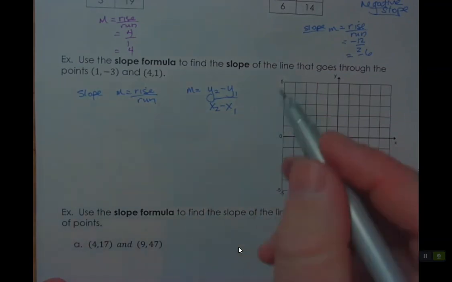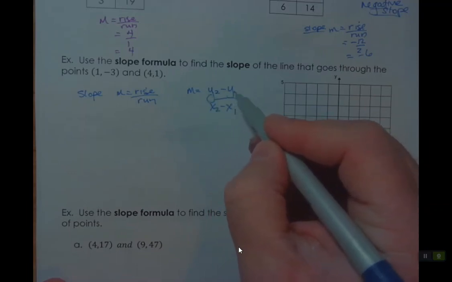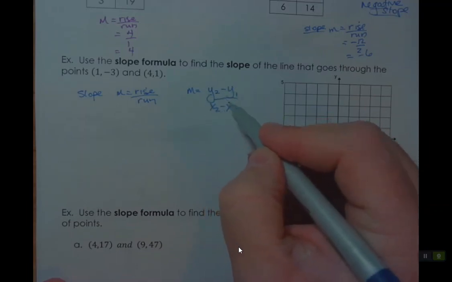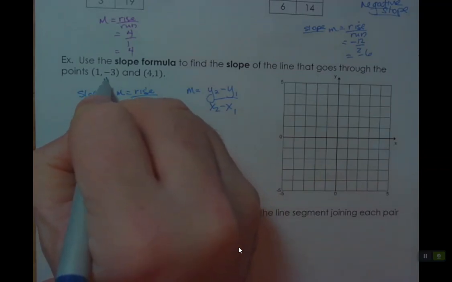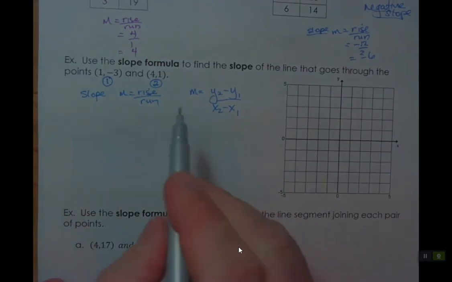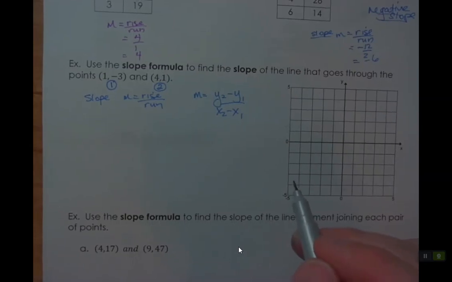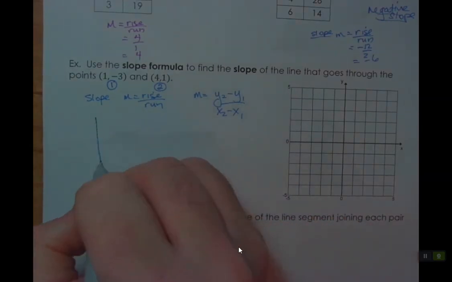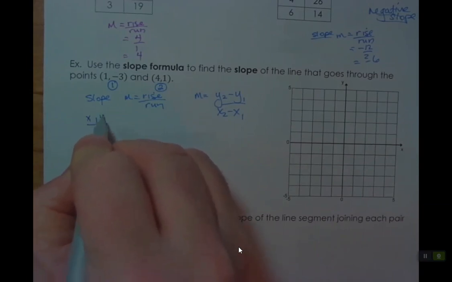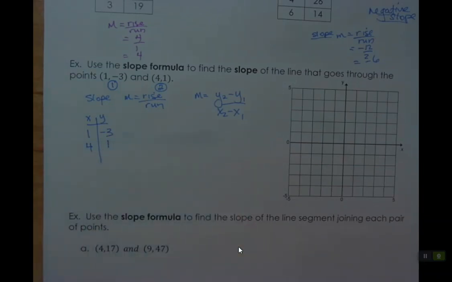Basically what it means is, if I was looking at the coordinates for x and y, that's where they would go. And arbitrarily, we're going to say that my first point is 1, negative 3, and my second point is going to be 4, 1. There's many ways of looking at why it works. I'm going to do it in terms of a table first, and then I'll use a graph second. But in the end, we will understand what it means.